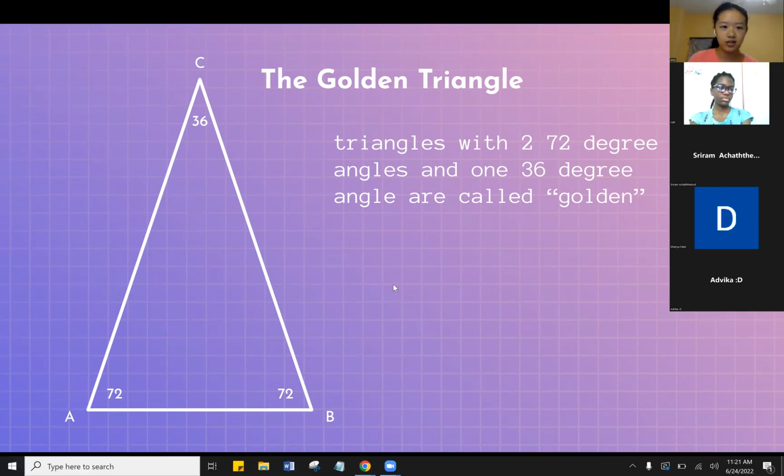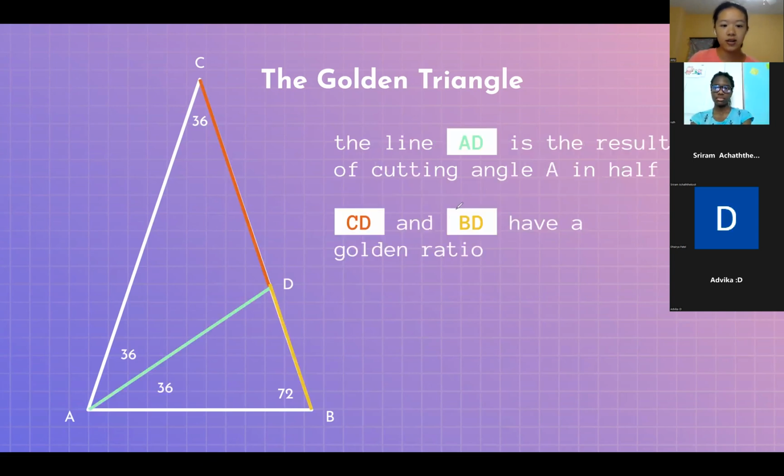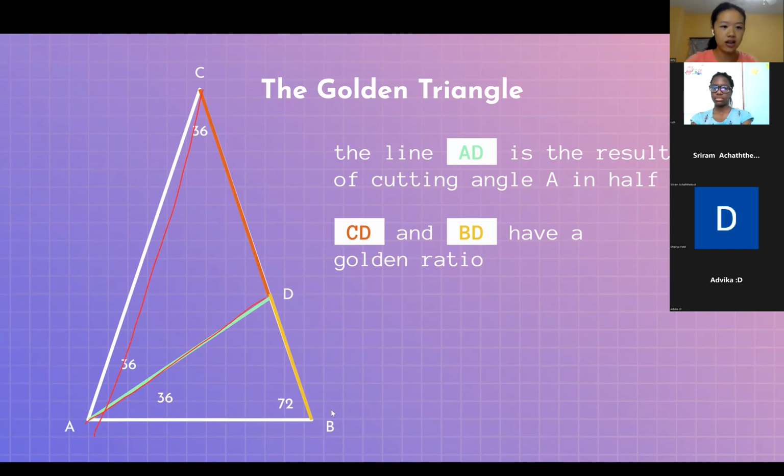The reason why it's called the golden triangle is because if you draw the bisector AD that bisects angle A, so it divides angle A into two 36 degree angles, then it actually ends up dividing the opposite side in a golden ratio. So CD is in a golden ratio to BD.